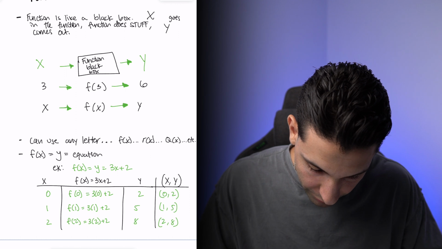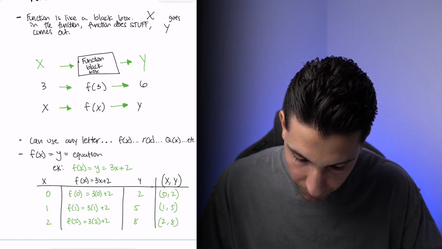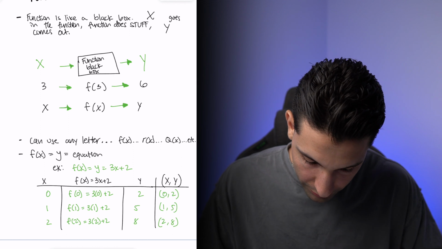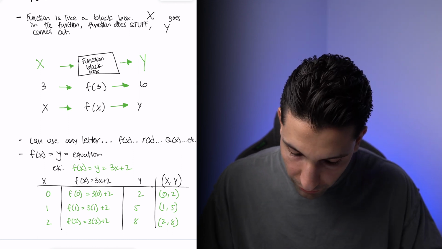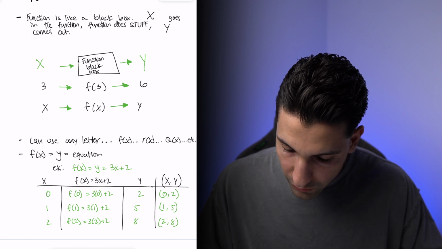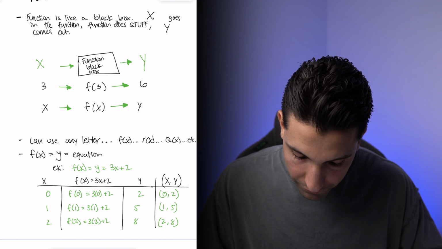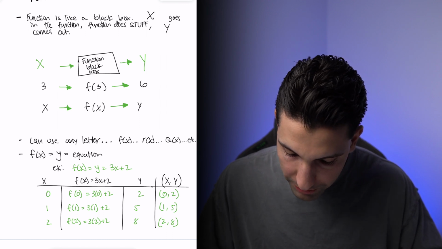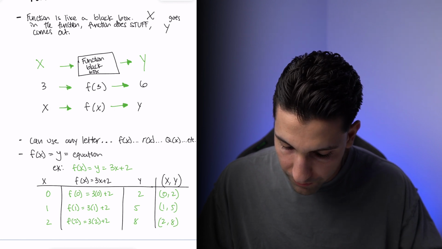So if we look at x here to the left, 0. f of 0 equals 3 times 0 plus 2, which is y equals 2. So the xy pair is 0 and 2. Let's look at 1. f of 1 equals 3 times 1 plus 2. y equals 5. X is 1, y is 5. Now let's look at x equals 2. f of 2 equals 3 times 2 plus 2, which means y equals 8. So the xy pair is 2, 8.